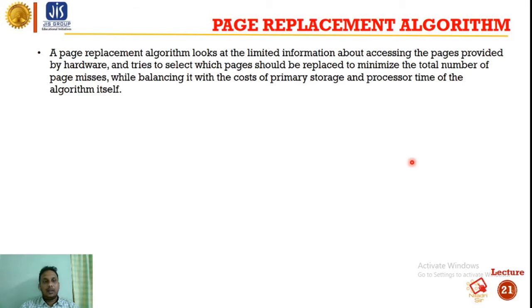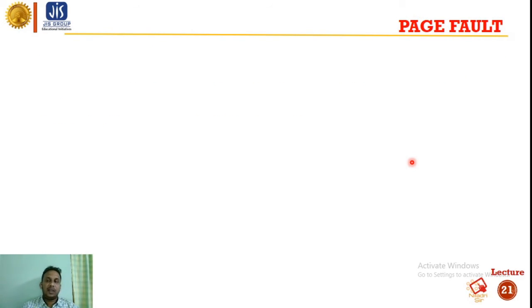So a page replacement algorithm looks at the limited information about accessing the pages provided by the hardware and tries to select which pages should be replaced to minimize the total number of page misses, while balancing it with the costs of primary storage and processor time of the algorithm itself. There are many different page replacement algorithms.